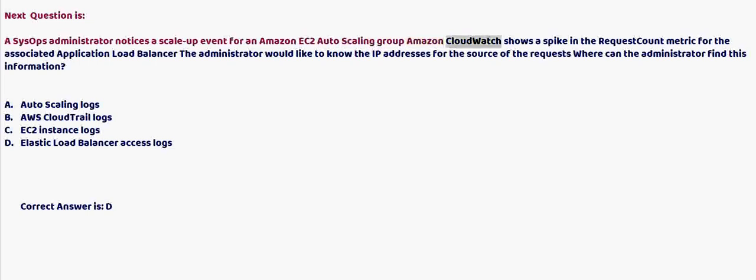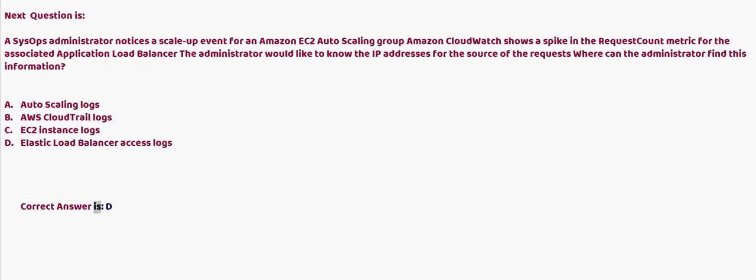Amazon CloudWatch shows a spike in the request count metric for the associated Application Load Balancer. The administrator would like to know the IP addresses for the source of the requests. Where can the administrator find this information? A. Auto Scaling logs. B. AWS CloudTrail logs. C. EC2 instance logs. D. Elastic Load Balancer access logs.